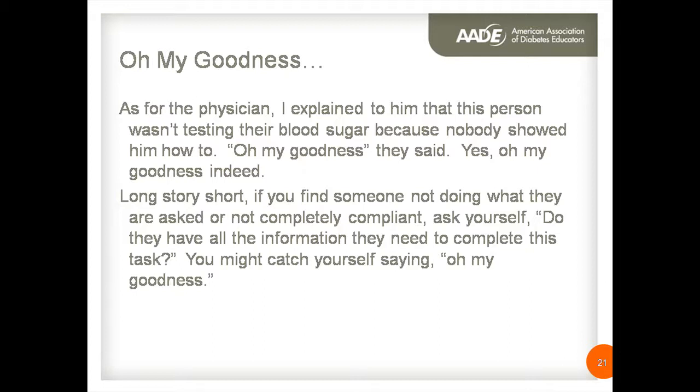So long story short, if you find someone not doing what they're asked to or not completely compliant, ask yourself, do they have all the information they need to complete this task? You may catch yourself saying, oh my goodness. And I got a lot of great responses. I didn't bring them all with me because some of them were explicit. But they were fantastic, and it's just people making that assumption that someone knows how to do something, and it's just missing that simple step of how does the blood get in the meter.